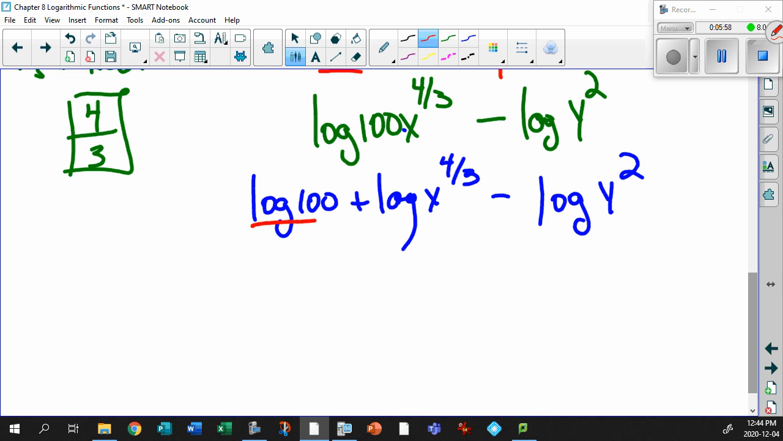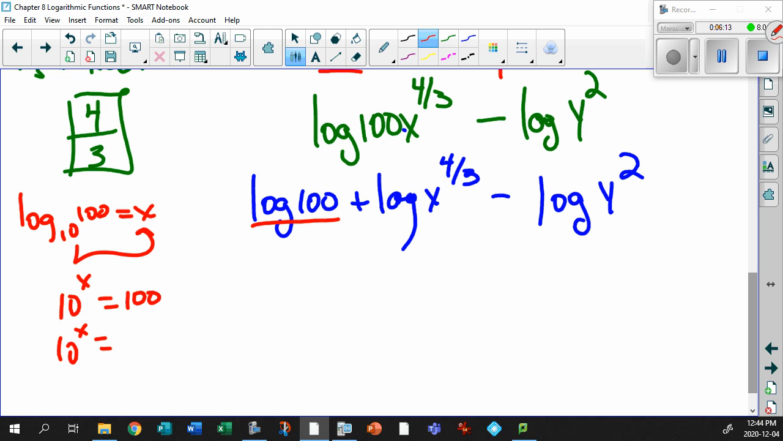But wait a second. That bugs me. Log base 10 of 100. Isn't this log base 10 of 100 equal to x? I think we are used to this by now, right? That's 100. That's going to be 10 to the x, which is 10 to the 2. That cancels out, giving you x equals 2. So that, in fact, is going to be 2.